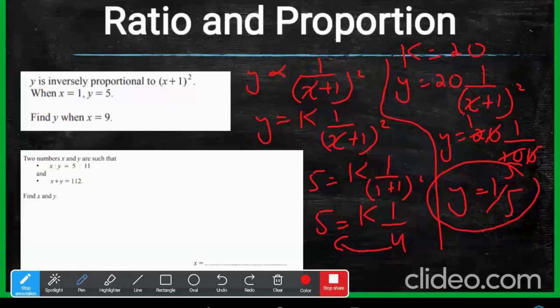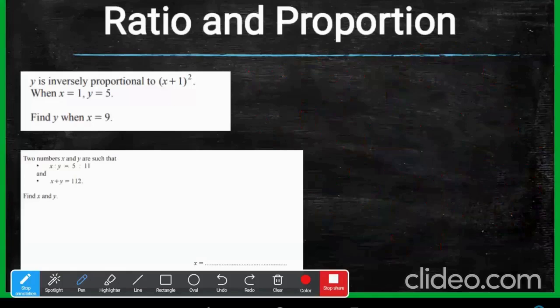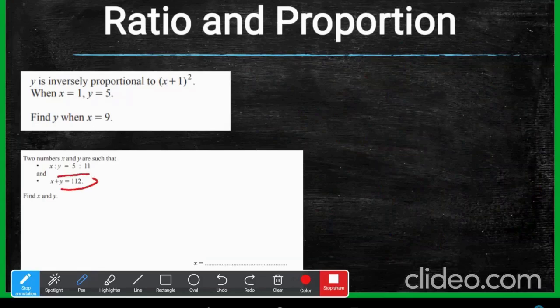So next question: we have two numbers x and y such that x ratio y is 5 ratio 11 and x plus y is equal to 112. So how can we solve this question? That's a simple question, we have already done this type of question in the previous slide. So we need to find the value of x and y. We have a ratio and we have a total value, which is 112. When the total value is given, that's the equation value.